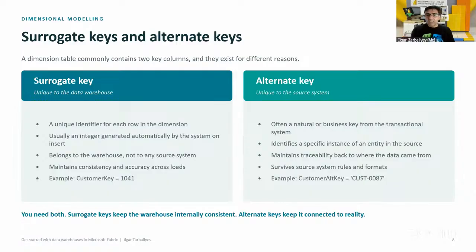And third, slowly changing dimensions, which we will see on the next slide, need multiple rows for the same business entity over time. You cannot do that if the business key is your unique identifier, because it would no longer be unique. The summary line at the bottom is the one to remember. Surrogate keys keep the warehouse internally consistent. Alternate keys keep it connected to reality. You need both because they serve different purposes.